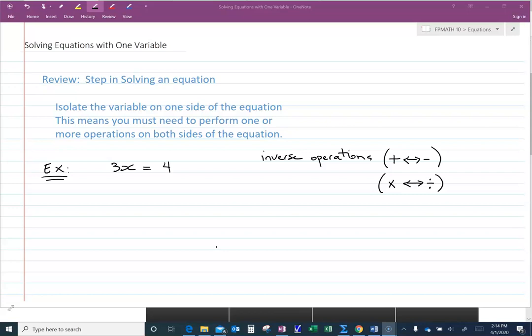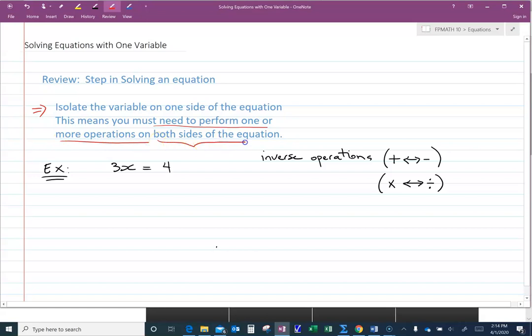First thing you have to do is make sure you isolate the variable on one side of the equation. And what does that mean? That means sometimes you have to add, subtract, or whatever the operation is. You may have to do one or more operations, and the key is you always have to make sure that whatever you do to one side of the equation, you do to the other side of the equation as well.